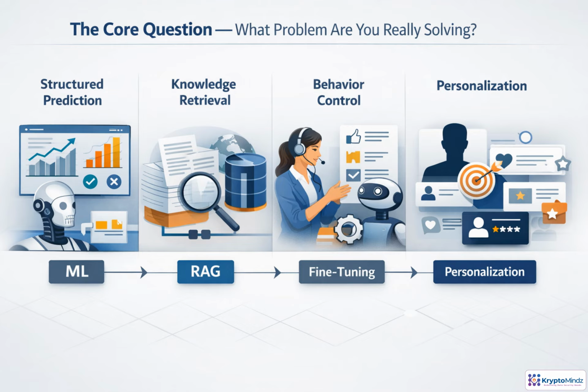Before choosing a tool, diagnose the problem. If you are predicting a number, class, risk, rank, or trend from structured data, traditional ML is usually the cleanest fit. If you need broad language reasoning, start with prompting. If the answer depends on current or internal knowledge, add RAG. If you need consistent behavior, a specific style, or better performance on a repeated task, consider fine-tuning. The architecture should follow the problem, not the hype.